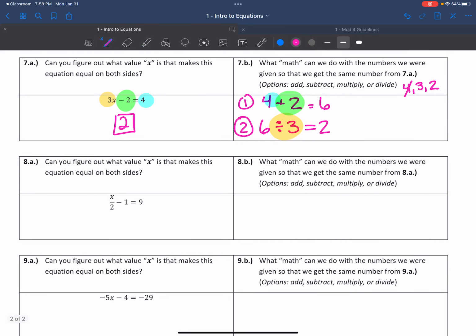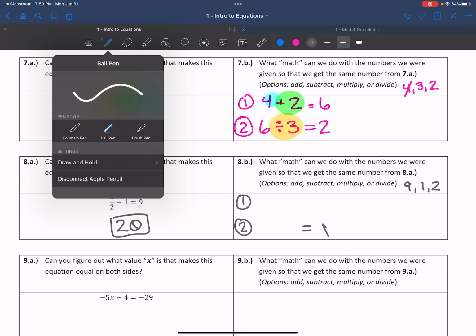In this next one here, we have x over 2 minus 1 equals 9. So in this one, if you think about it, take a moment. It's kind of tricky, but we get a 20. Right? 20 divided by 2 is 10. 10 minus 1 is 9. So we're going to have 2 steps, and we want to use those numbers 9, 1, and 2.